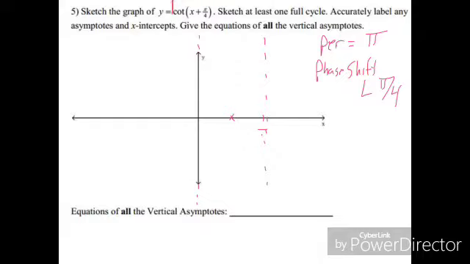Sketch at least one full cycle. This will do it. But we have to go left pi fourths. So the old amplitude of 0 is now going to be left pi fourths. There we go. This old amplitude at pi is now left pi fourths as well.